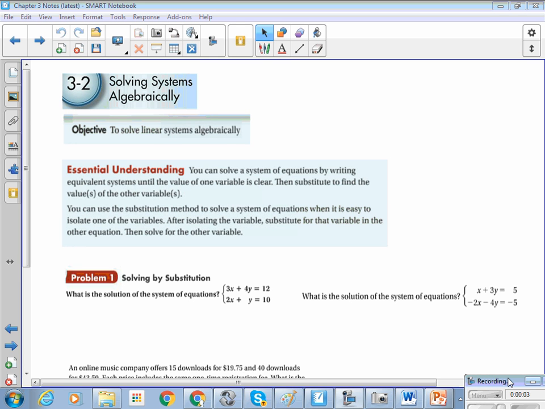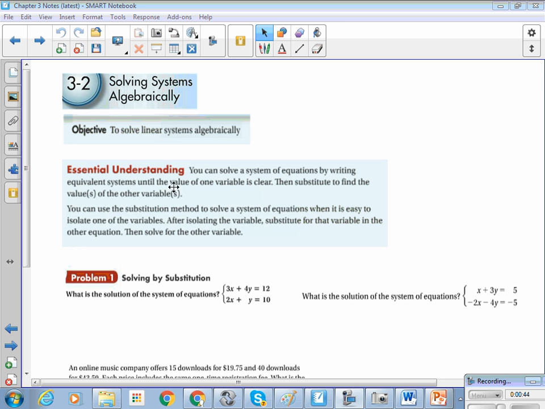All right, so yesterday we went over 3-1, which was finding solutions by graphing or using tables. The downside to graphing or using tables is that sometimes we got an in-between value and we are estimating, and it doesn't always come out in an exact fashion. So now we're going to bring algebra into it, and we're going to use our algebraic methods to find our exact solutions.